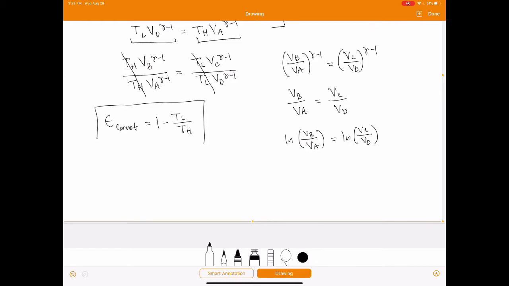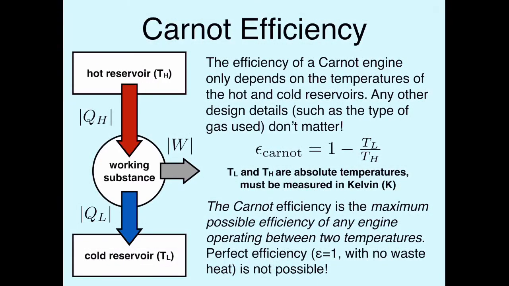The only thing that matters in the Carnot cycle as far as the efficiency goes is the temperature of the hot region where you're taking in heat and the temperature of the cold region where you're exhausting the heat. Okay, so that's how you derive the Carnot efficiency. That's where it comes from.